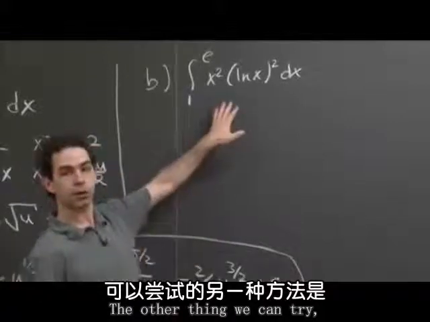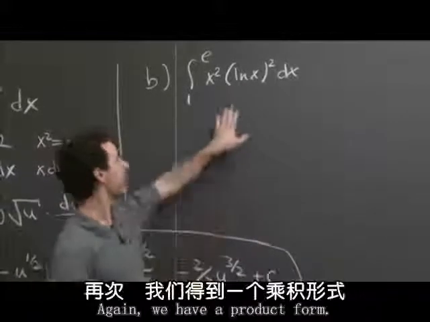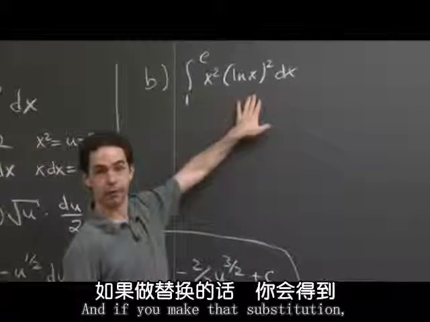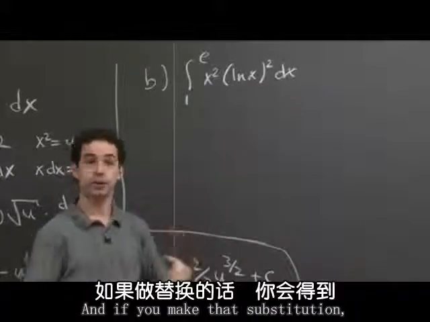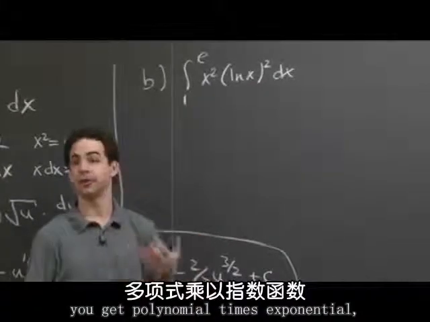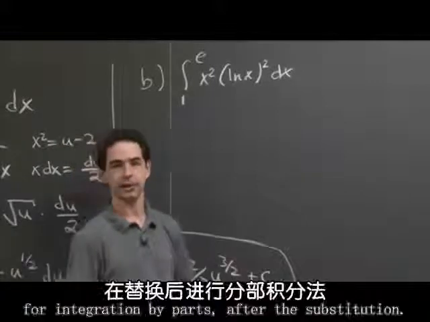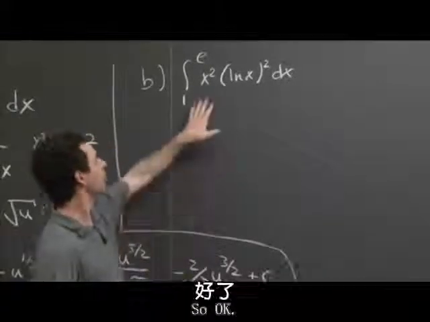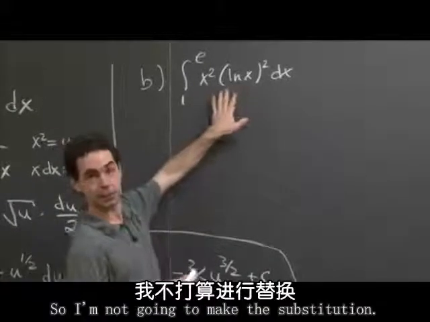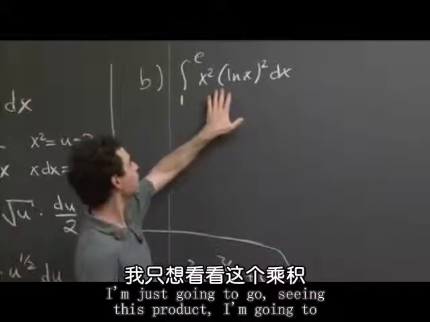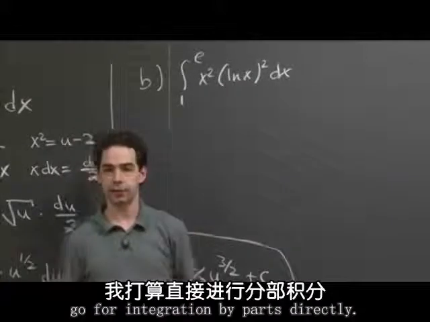The other thing we can try is integration by parts here. Again, we have a product form. And if you make that substitution, you get polynomial times exponential, and that's also a promising place for integration by parts after the substitution. So I'm not going to make the substitution. Seeing this product, I'm going to go for integration by parts directly.